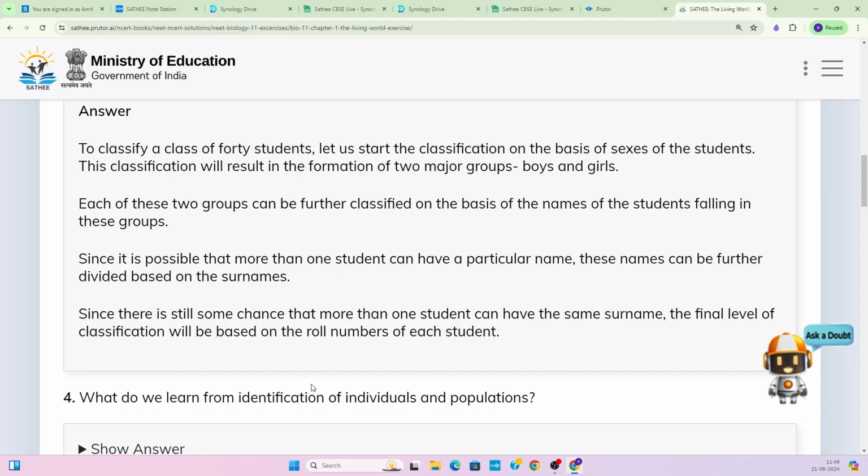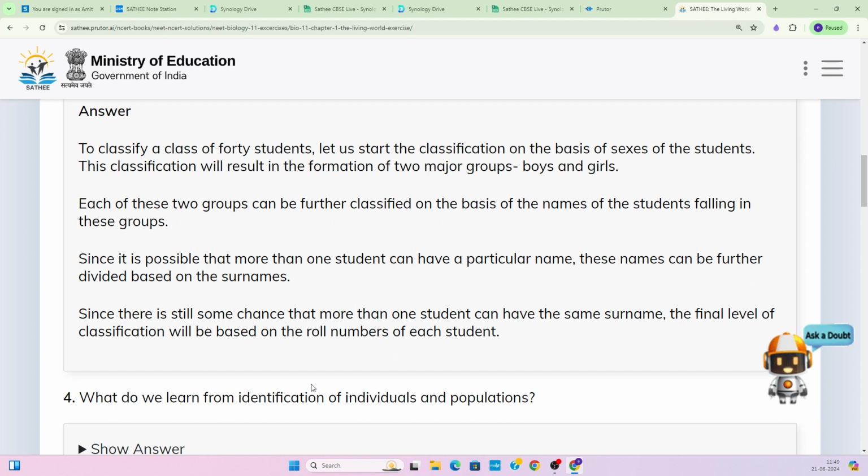This classification will result in the formation of two major groups, girls and boys. Okay, this is very simple. It's very simple to understand that if you have 40 students in your class, on which basis are you going to classify them? So you can classify them on the basis of their sexes.